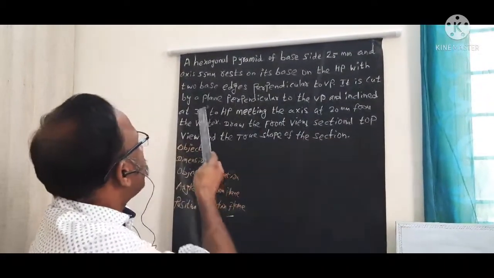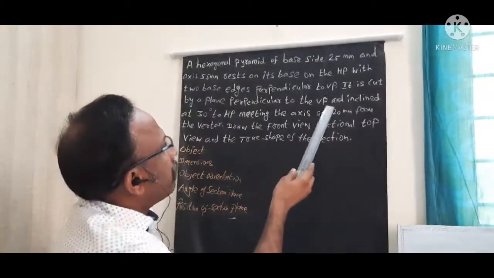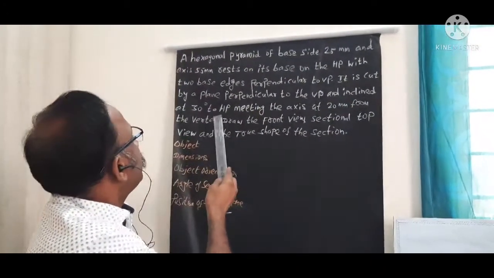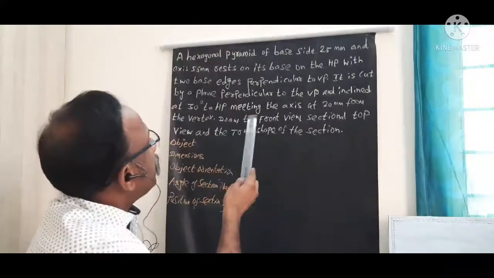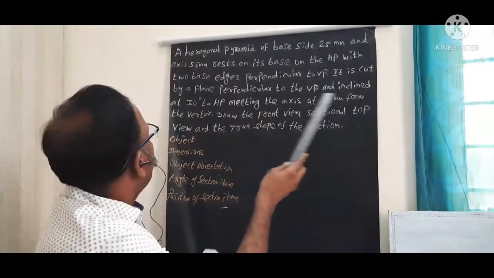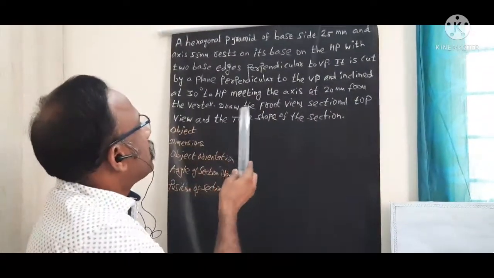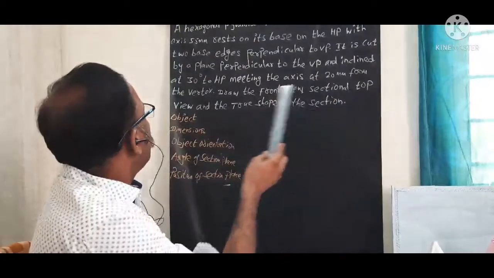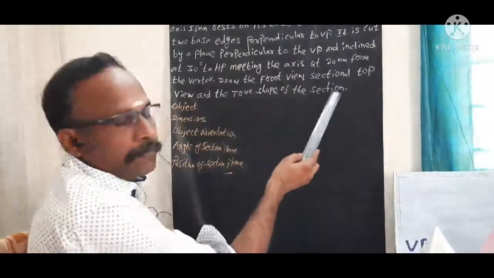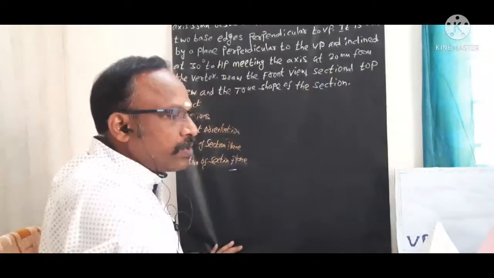It is cut by a plane perpendicular to the VP and inclined at 30 degrees to HP, meeting the axis at 20 mm from the vertex. Draw the front view, sectional top view and the true shape of the section. So this is the question given.